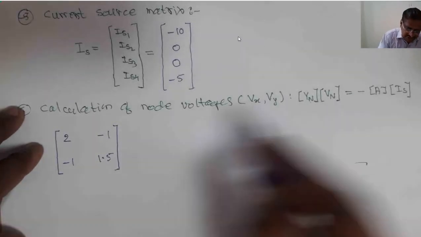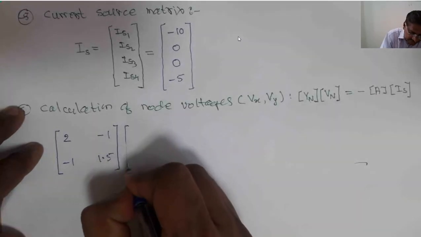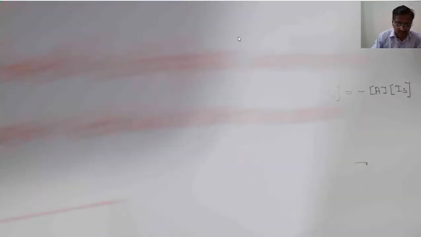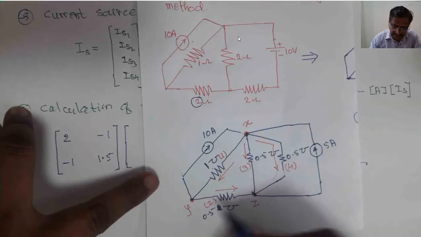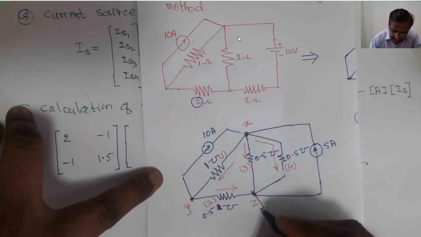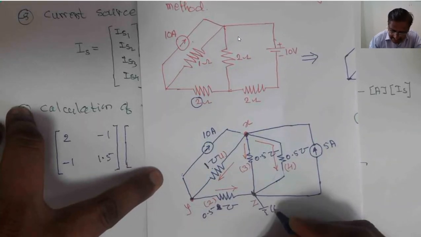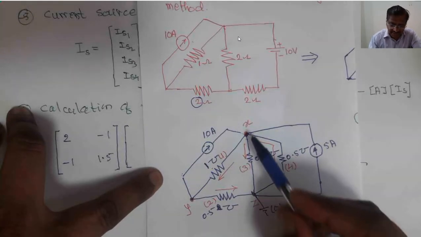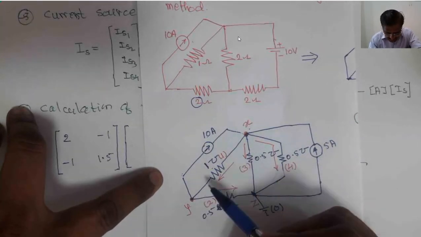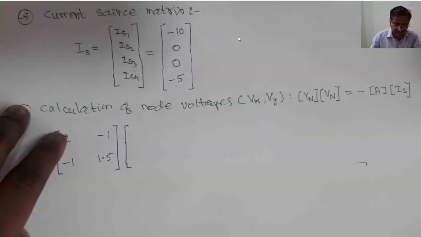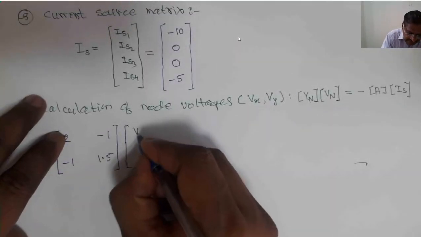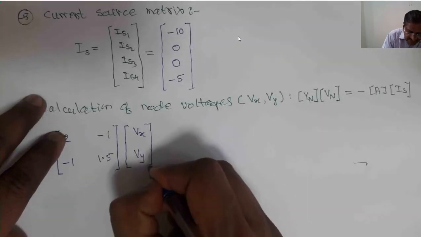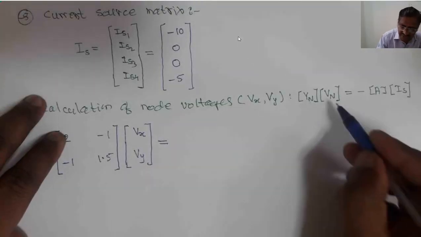Now the next is Vn, the node voltages. How many nodes do we have? For this particular figure we have 3 nodes: x, y and z. Out of that, node z is taken as the reference node and its potential is assumed to be 0. So we are interested in the calculation of these two potentials only, Vx and Vy, which are the node potentials Vn.